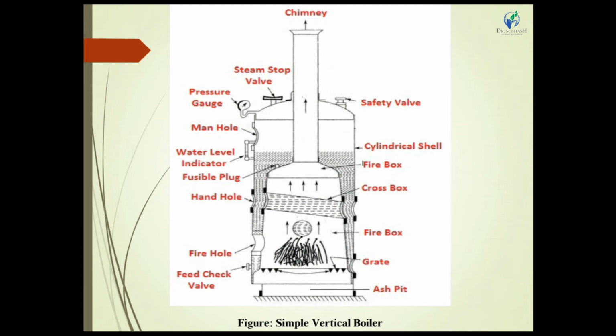First we apply coal inside the firebox, and then primary air is passed through the fire hole. The grate provides the initial platform for the coal to ignite. This is the first stage. We ignite the coal, and the heat generated is transferred in the upward direction due to density difference and pressure difference. Then flue gases are generated, and the high temperature gases contact the cross tubes.